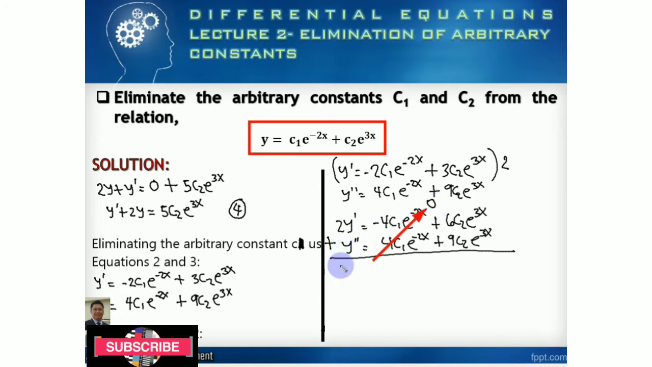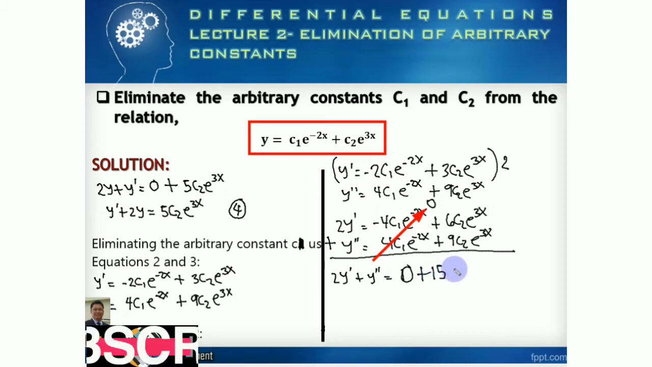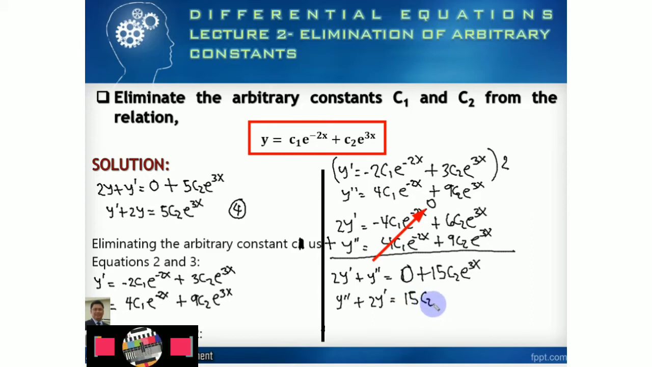Proceeding, we have here 2y prime plus y double prime equal to 9 plus 6, which is 15. So this is 0 plus 15 C2 times e raised to the power of 3x. Or we have y double prime plus 2y prime is equal to 15 C2 times e raised to the power of 3x, and this is our equation number 5.